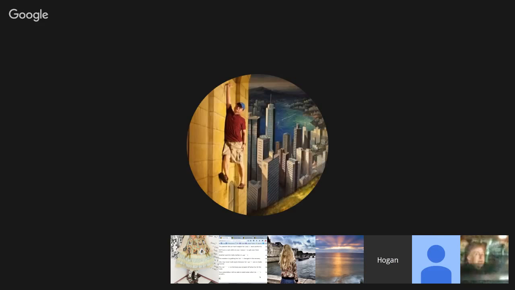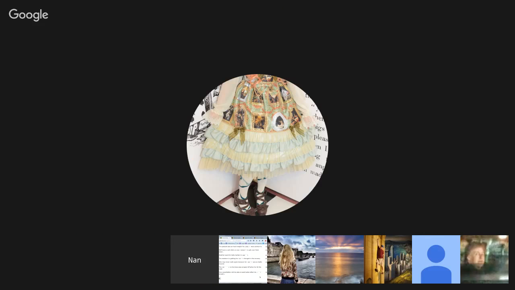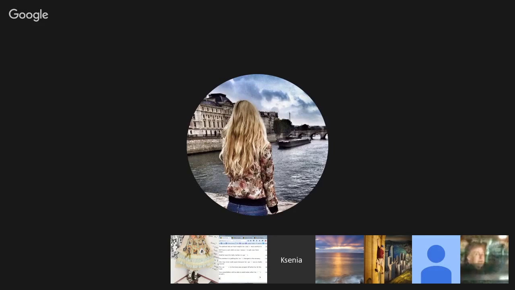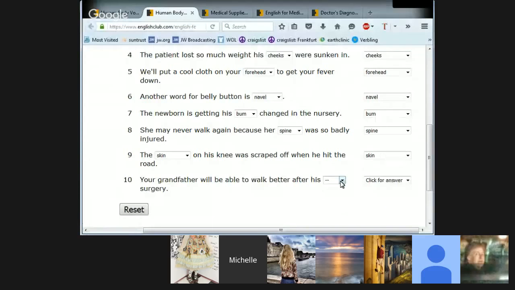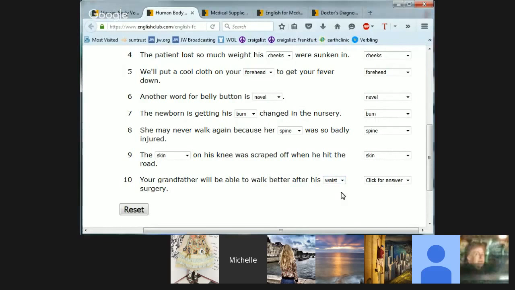Nice to meet you. All right, Ksenia, I'm going to ask you to try number 10. Your grandfather will be able to work better after his surgery. Okay, so we have the option of chin, waist, hip, or arm. Hip. Hip surgery, okay. And that's correct, very good. So the hip is the bone that connects your legs to your back. Yeah, very good. Great job.